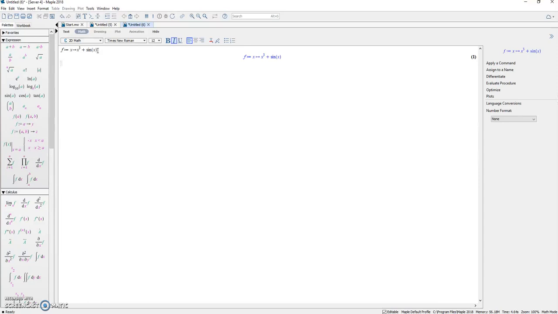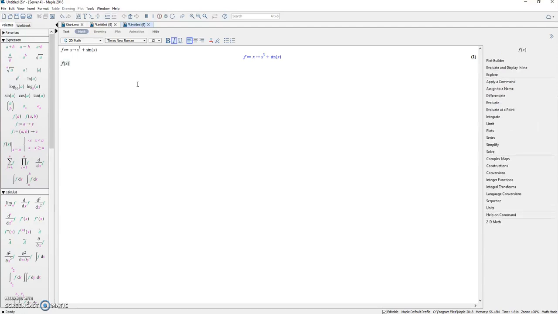If you have any questions about how to properly store a function in Maple, please watch the Functions in Maple tutorial. Once our function is defined, and again we define this function as f of x, we can find the derivative in one of three ways. We can simply type f prime of x on the keyboard.